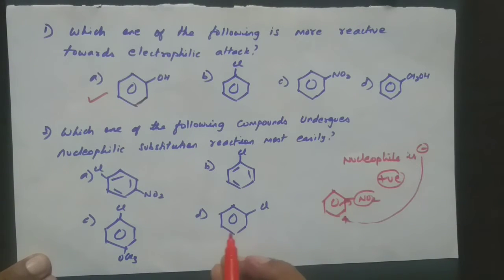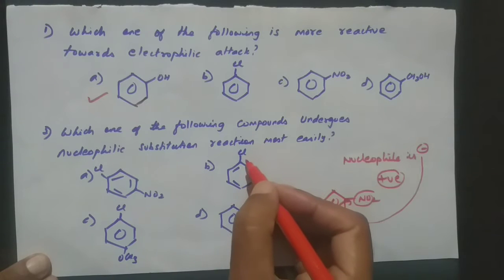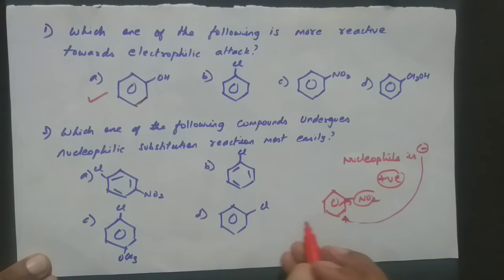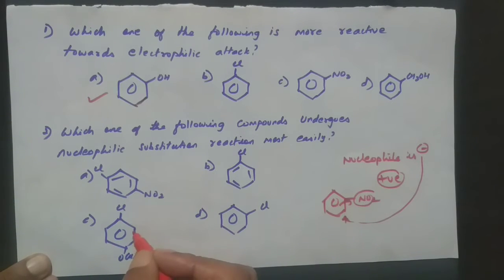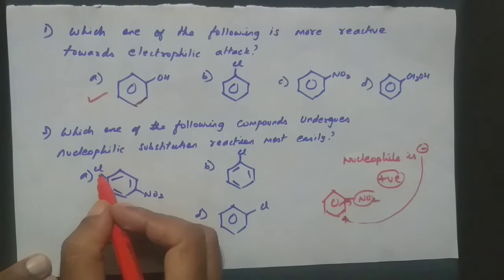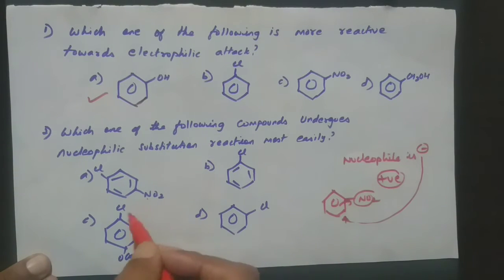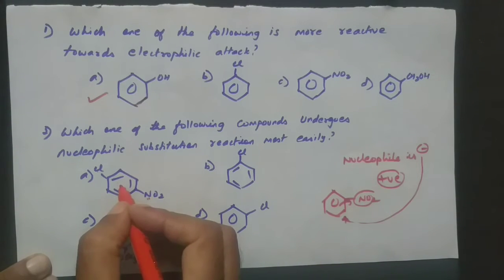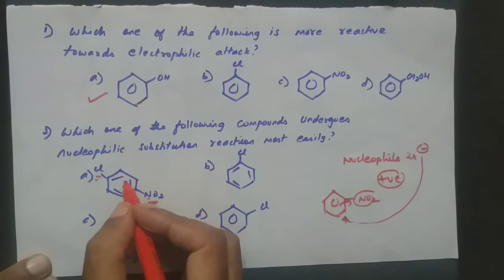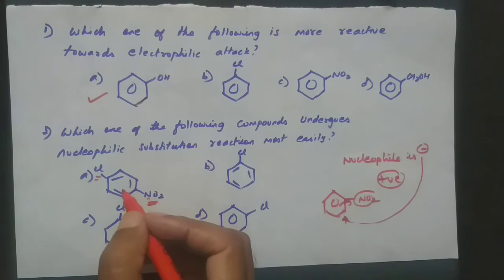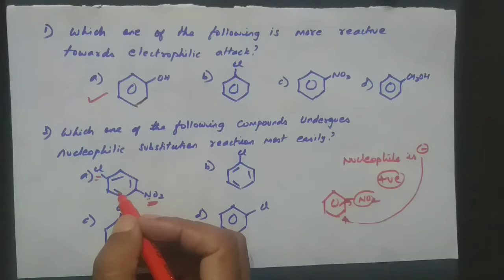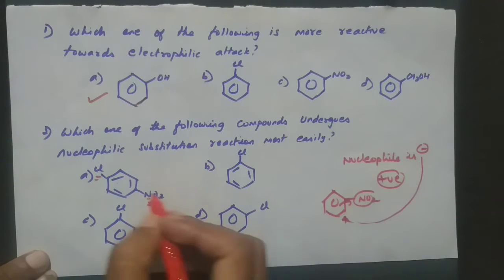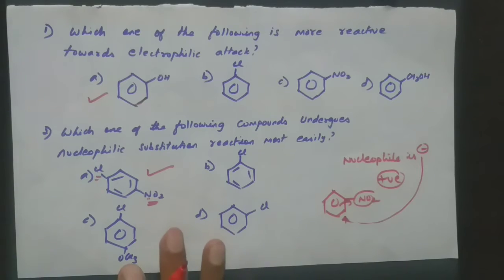In this case, Cl is electronegative, we do agree. Here also Cl is electronegative. Here Cl is electronegative, but in this case OCH3 will donate the electrons. But when you look at option A, Cl is one electron withdrawing group, NO2 is another electron withdrawing group. So Cl will pull the electrons from the benzene, and NO2 will also pull the electrons from the benzene. So electrons are totally pulled from this benzene ring because of the NO2 and the Cl. So the electron density will be reduced here, making it a little bit positive, so that the nucleophile can come and attack very easily. So this option will be the correct answer.